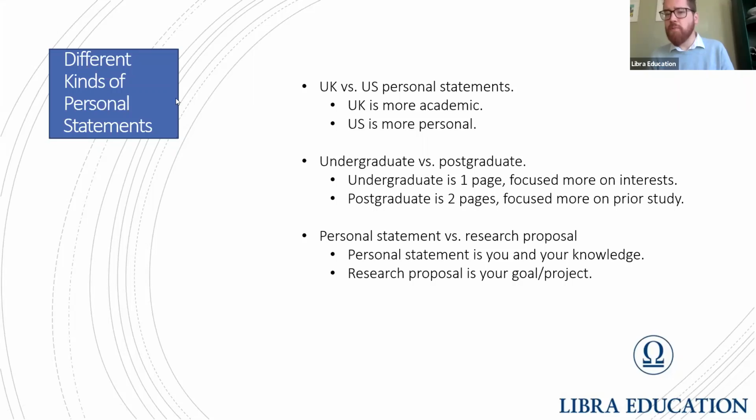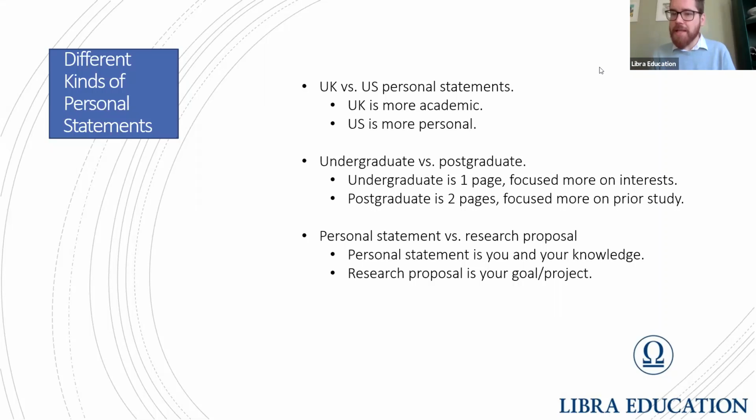So for the US, it's more about explaining who you are as a person, what kind of leader you are, how you would contribute to the community of the university. So just to be aware, a slight difference in these two types of personal statement. If you are applying to both UK and US universities, we would strongly recommend that you have two separate versions. One for the UK, which is more academic focused, one for the US, which is more person focused.